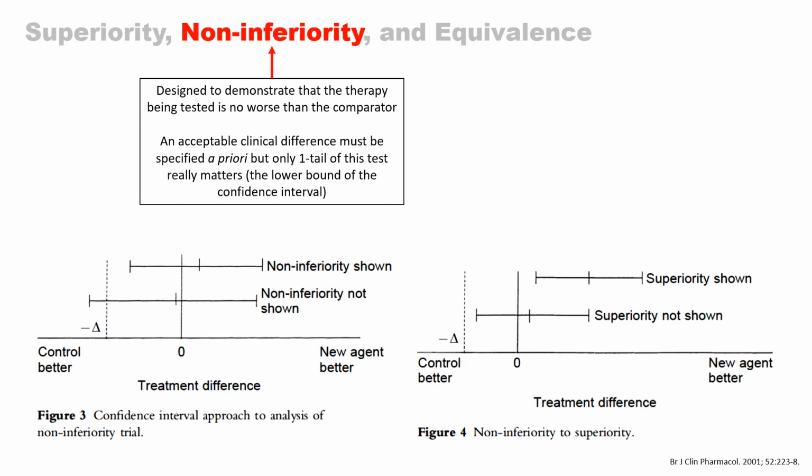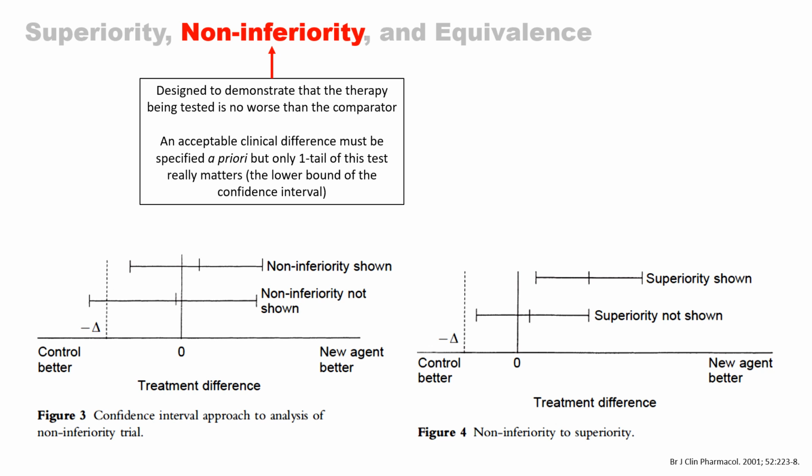Non-inferiority studies, on the other hand, are designed to demonstrate that the therapy being tested is no worse than the comparator. And so often when you're thinking about retrospective research, you're having to design your study on the basis of selecting between conducting a superiority study or a non-inferiority study. And so when thinking about non-inferiority, recognize that you have to establish an acceptable clinical difference a priori, but that only one tail of this test really matters. So that's the lower bound of the confidence interval here.